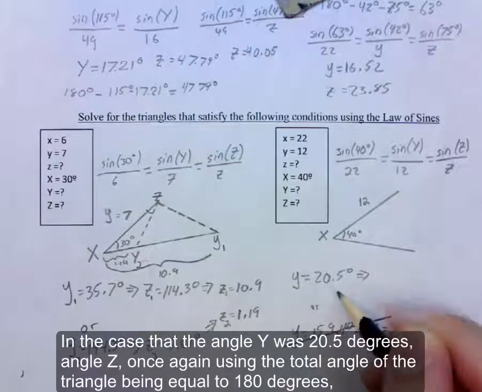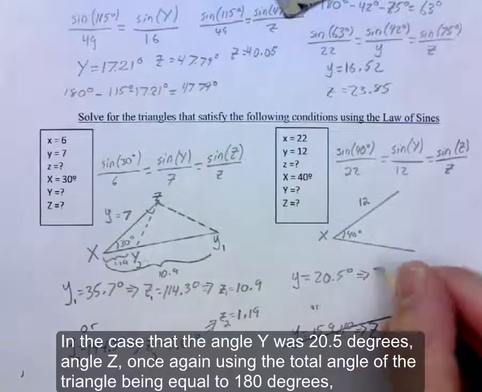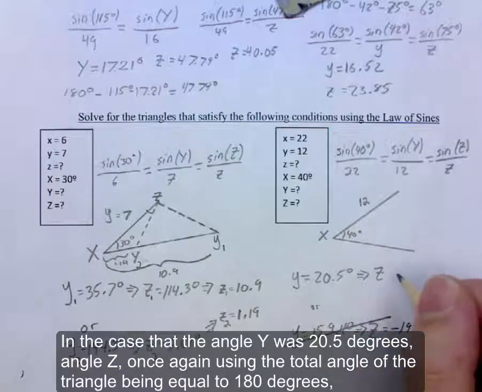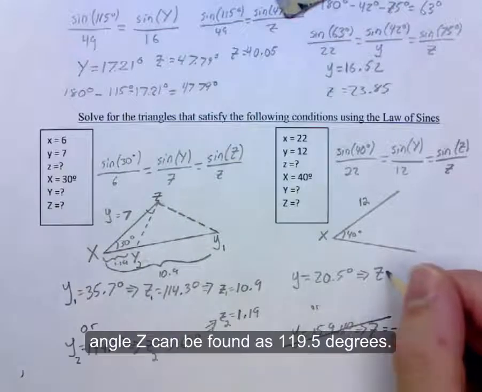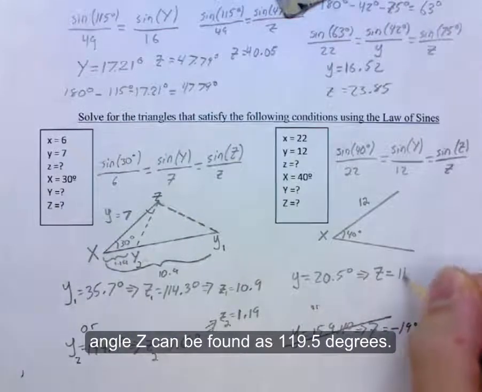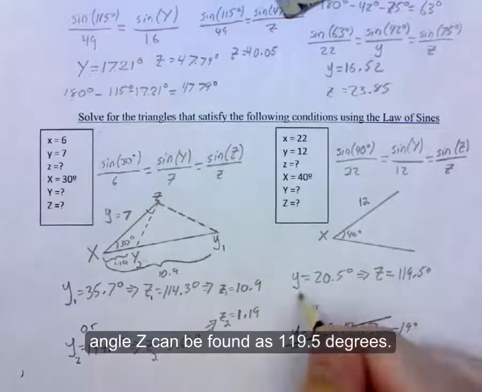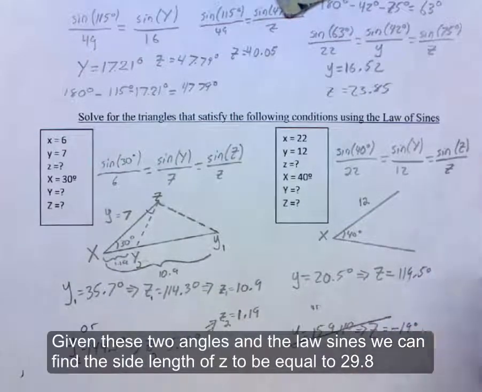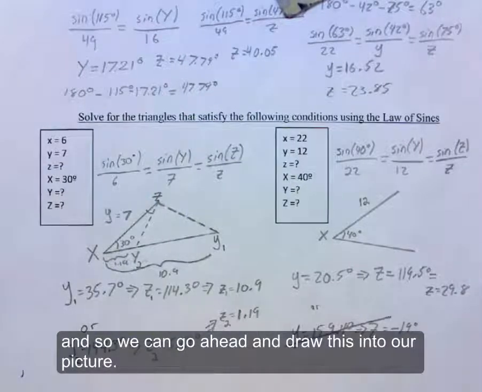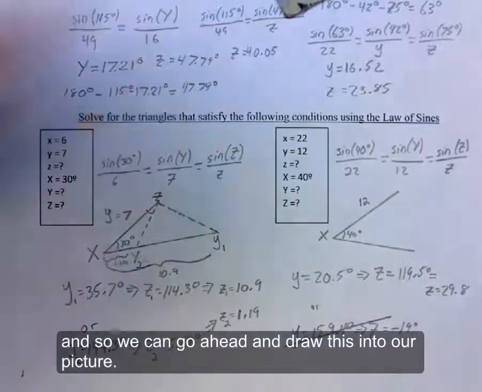In the case that the angle y was 20.5 degrees, angle z, once again using the total angle of a triangle being equal to 180 degrees, can be found as 119.5 degrees. Given these two angles and the law of sines, we can find the side length of z to be equal to 29.8. And so we can go ahead and draw this into our picture.